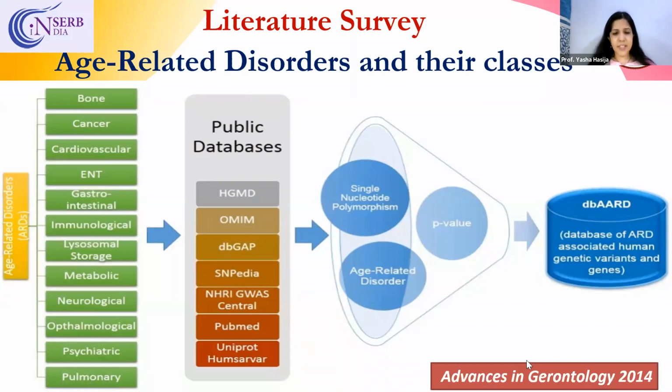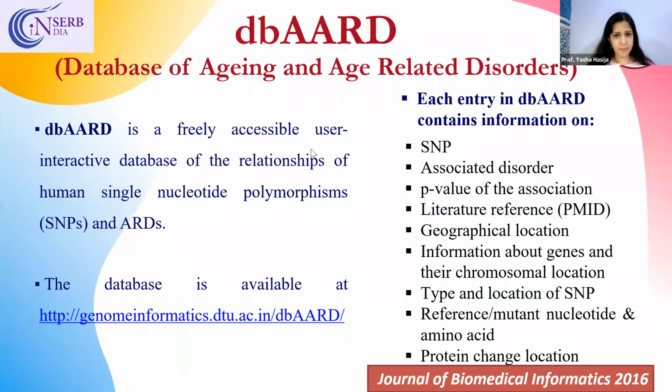And this database, DBARD, was then publicly hosted. It is a freely accessible, user-interactive database of the relationships of human SNPs and ARDs. And it is hosted at our lab website, genomeinformatics.dtu.ac.in/dbard. So basically all the databases and all the tools that we develop are there at our lab website, genomeinformatics.dtu.ac.in, right?